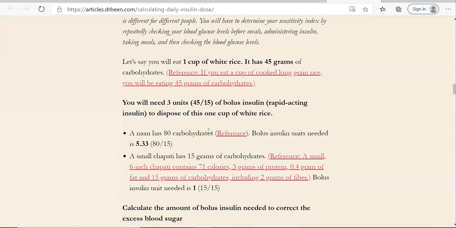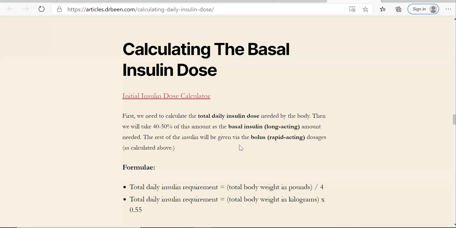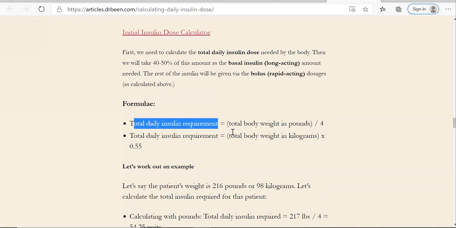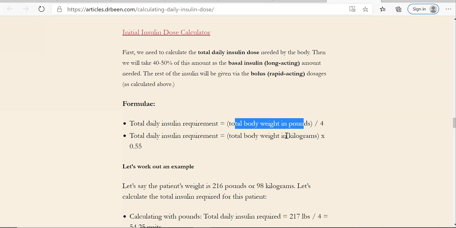We'll go for the basal insulin calculation. So calculating the basal insulin dose: first, we need to calculate the total daily insulin dose needed by the body. 40 to 50% of the total insulin dose will be provided by the long-acting or basal insulin. The rest of it will be given by the rapid-acting insulin or bolus insulin. So first thing is to find out the total daily insulin requirement. How you find it out is the total body weight in pounds divided by 4, or total body weight in kilograms times 0.5. So body weight is the main thing in here to find out the total insulin requirement.